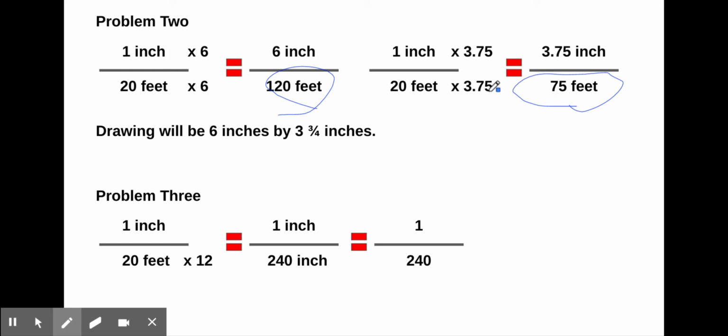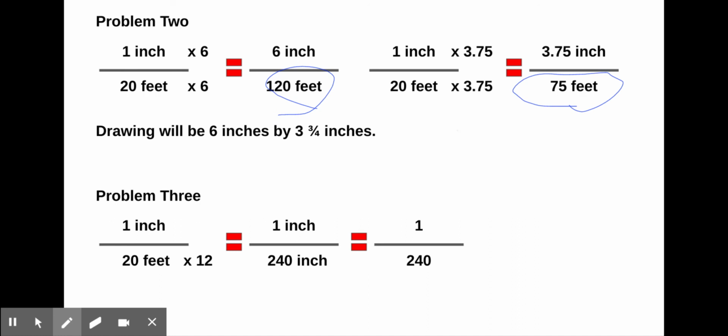Well, how many times does 20 go into 75? 3.75. 20 times 3.75, 75. 1 times 3.75, 3 and 75 hundredths. And 3 and 75 hundredths is the same thing as 3 and 3/4. So if we portrayed it with a scale of 1 inch equals 20 feet, then our drawing would be 6 inches by 3 3/4 inches.